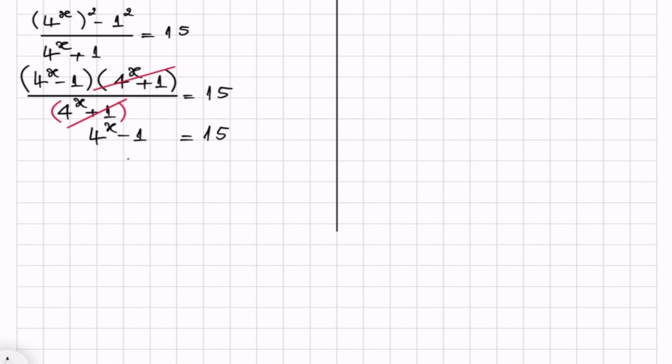Then we will get 4^x equals 15 plus 1. 4^x equals 16. 4^x equals 16 can be written as 4². So then x equals 2 is the answer, okay?